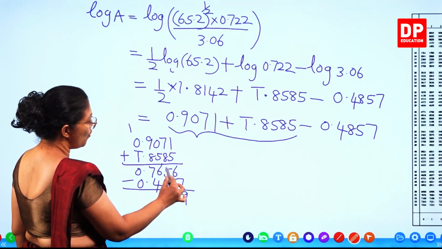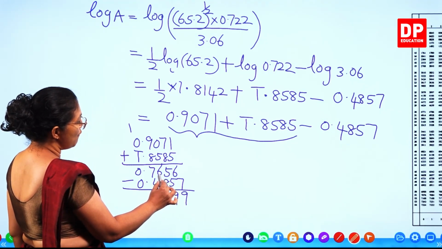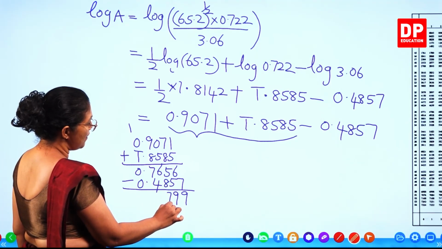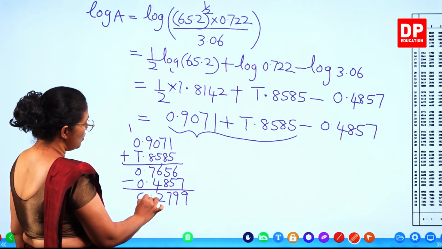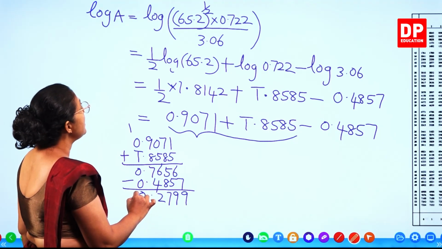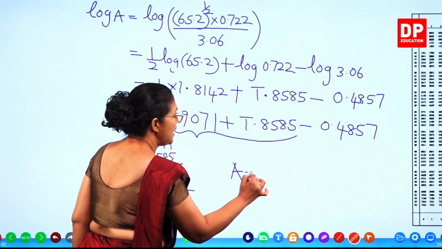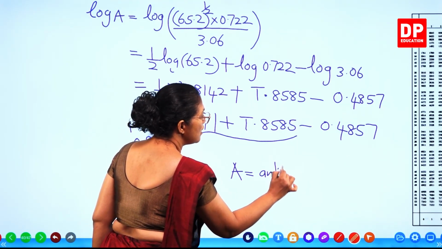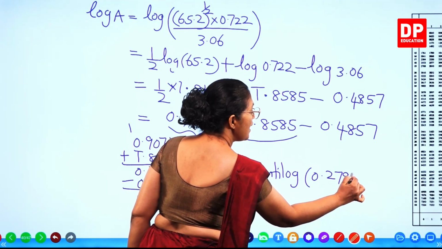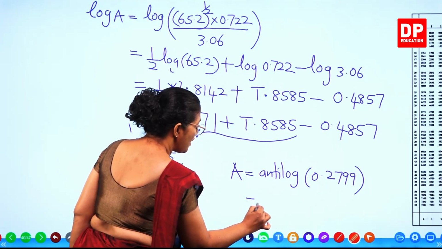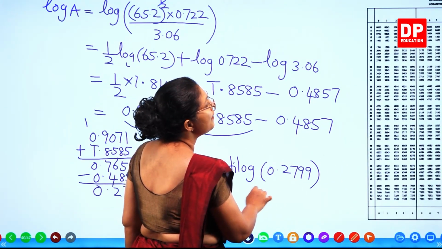This becomes 4. 14 minus 5, 9. And this becomes 5. 15 minus 8, 7. This is 6. 6 minus 4, 2. 0.2799. Now you have to take antilog value to find A. A is antilog value of 0.2799. So now refer the log tables and see where you can find 2799.